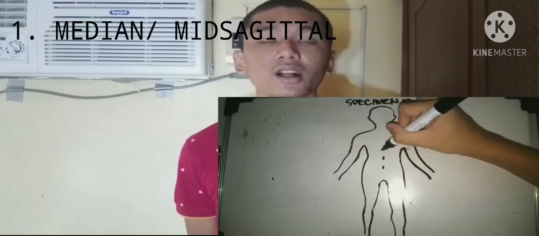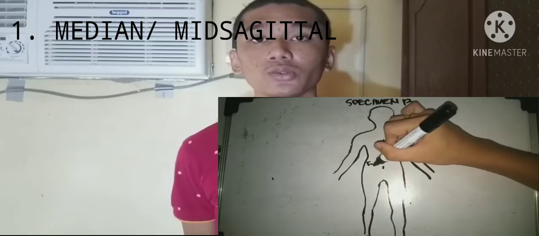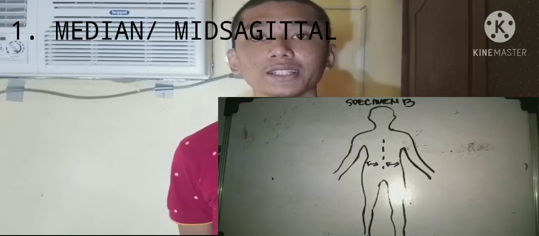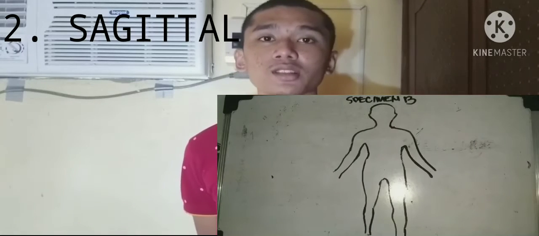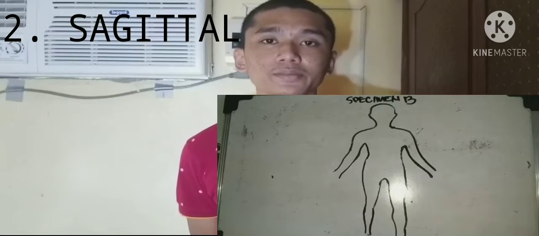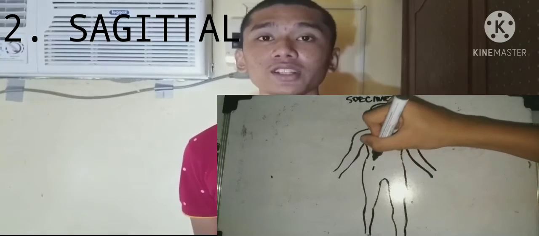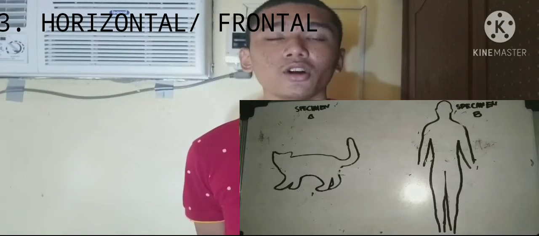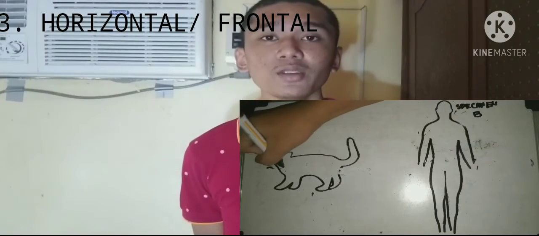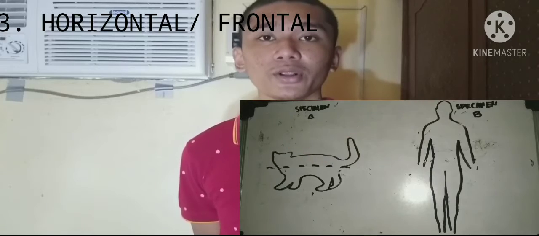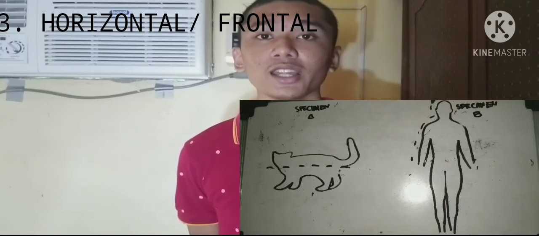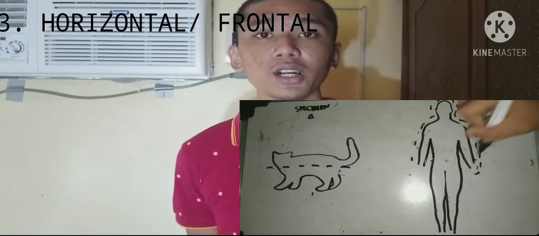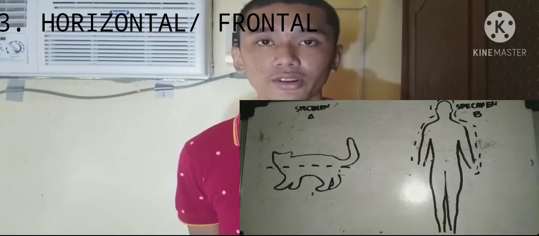Median or mid-sagittal is a vertical plane dividing the body into two identical left and right halves, or bilateral. Sagittal is the opposite of median or mid-sagittal. It is a vertical plane dividing the body into two parts, from left or right, but in unequal parts. Horizontal or frontal is dividing the body horizontally. Example, for specimen A, when we cut, it exposes the dorsal and the ventral. For specimen B, when we cut, it exposes the front or the posterior.